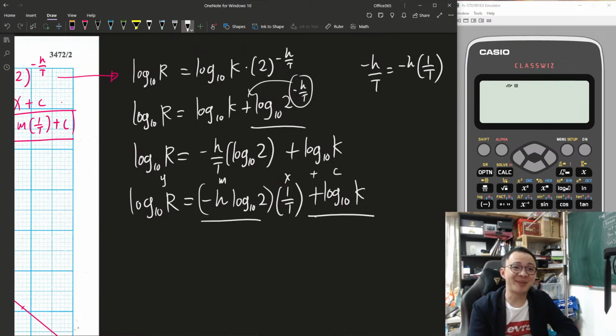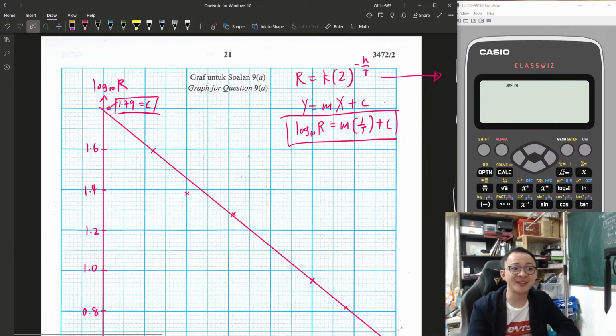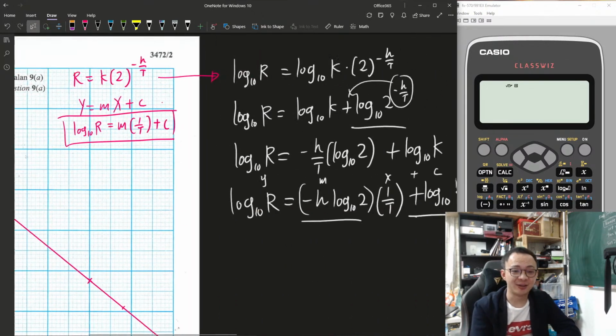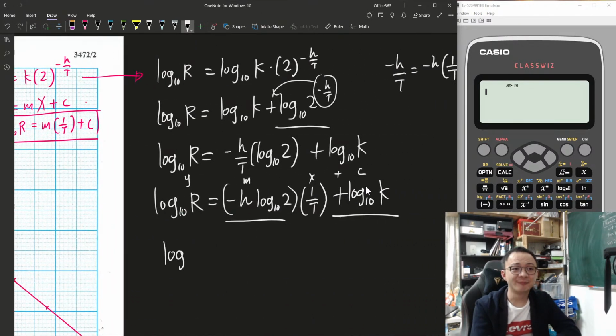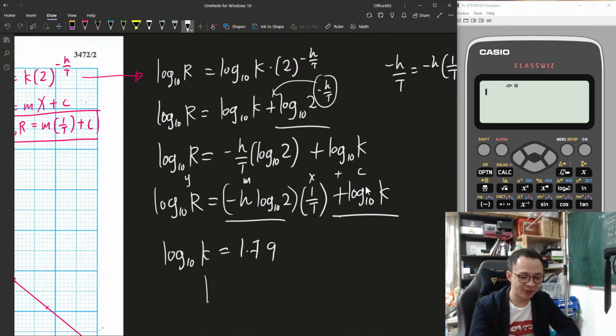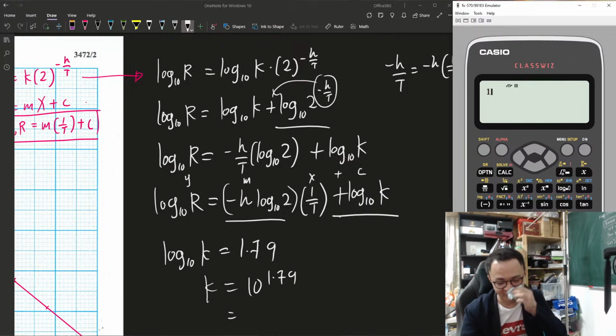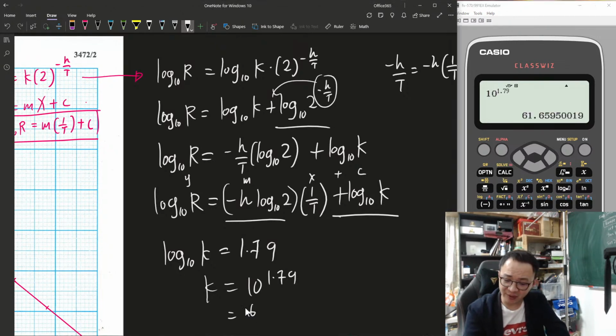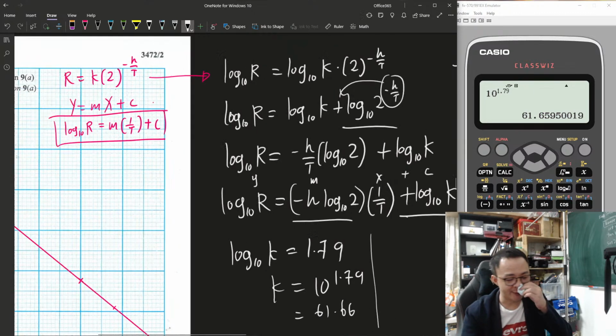Just now I said my c is the line touching the vertical axis. It is 1.79. So we just say c is equal to 1.79 from my graph. So k is 10 power 1.79. You might get slightly different from my drawing, it's fine, they will definitely give you some range. 10 power of 1.79, so I will get a k value of about 61.66. Okay, done.